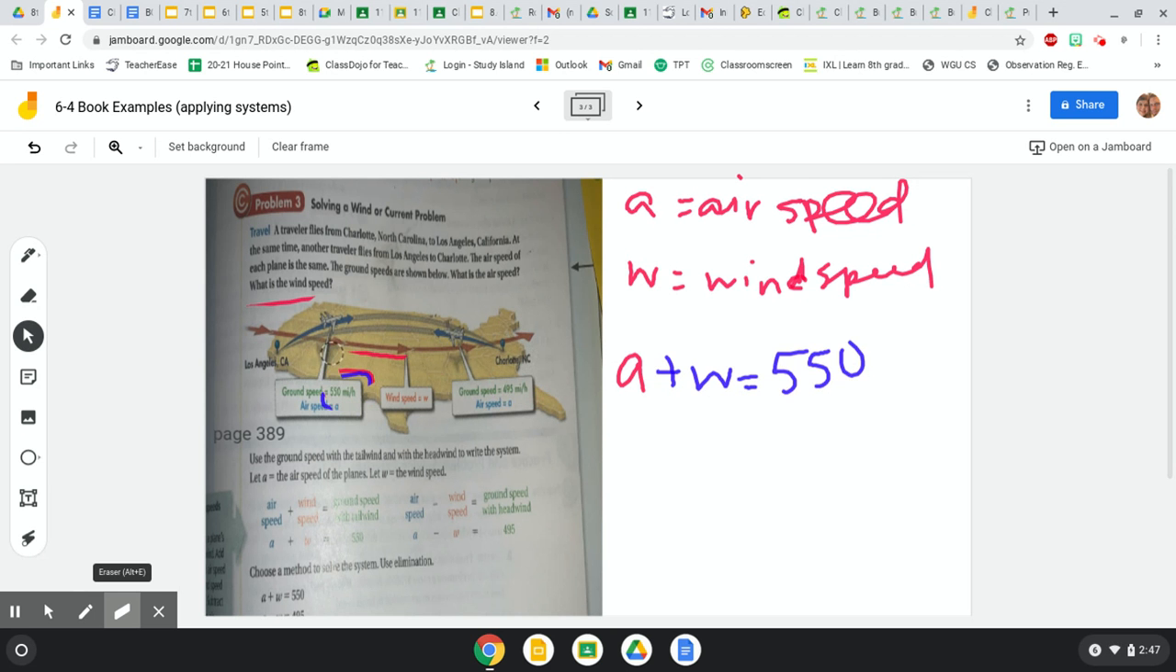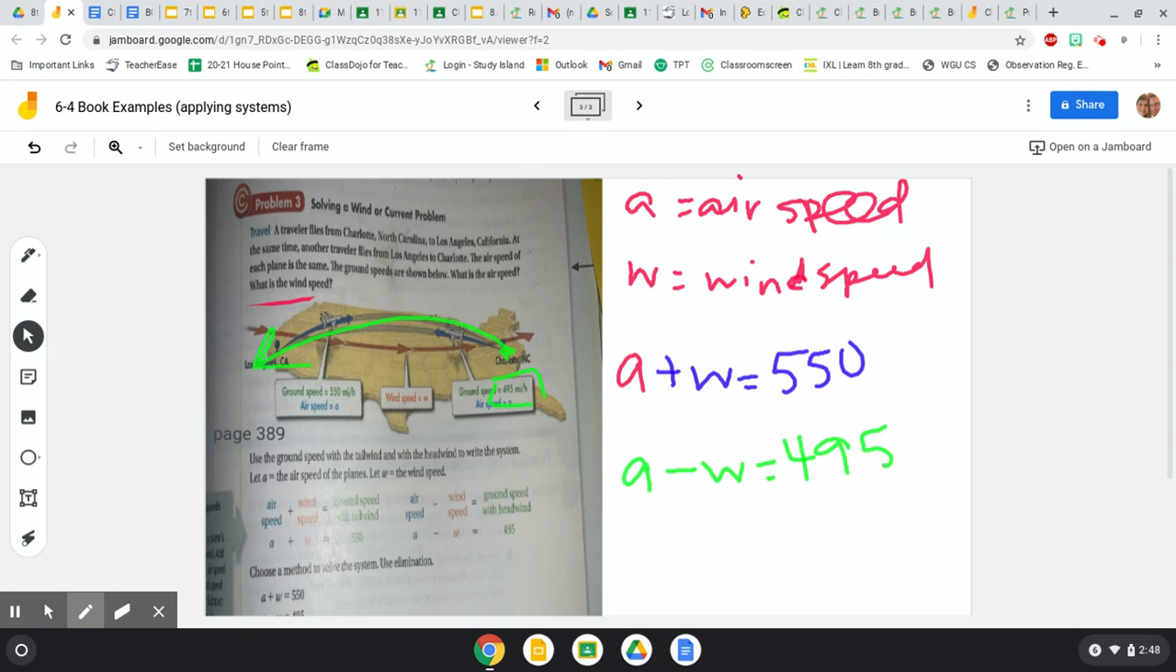Okay, so second situation, I'm going to use green. I'm starting at Charlotte and I'm moving to Los Angeles. So I'm going against the wind in this case. So it's the airspeed minus the wind since I'm going against it. And that's going to be the ground speed of, what's it telling me? 495?